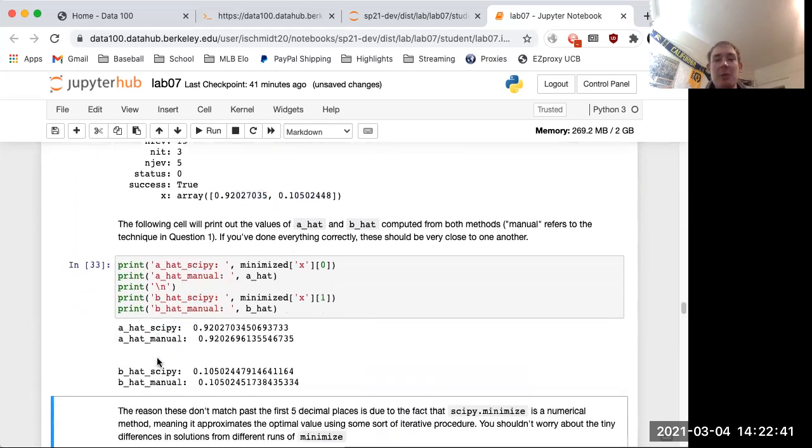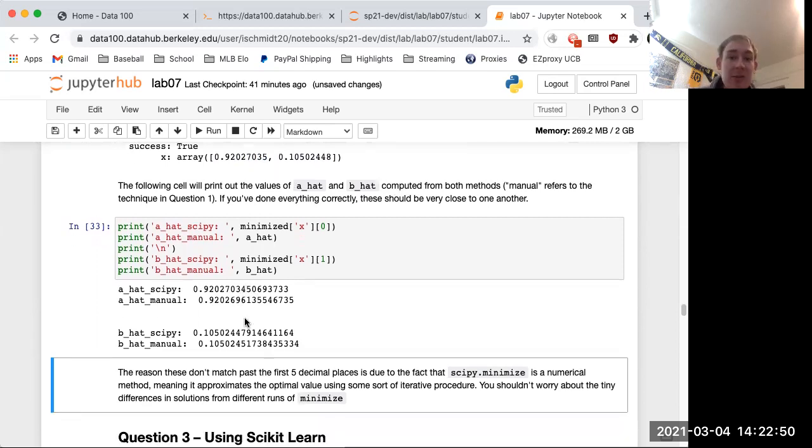And just to compare that to what we got before, A hat SciPy is what we got just now, A hat manual is what we got in question 1. And we can see that they are very, very similar. They're the same down to about 5 or 6 decimal places. Well, why are they different after 5 or 6 decimal places?